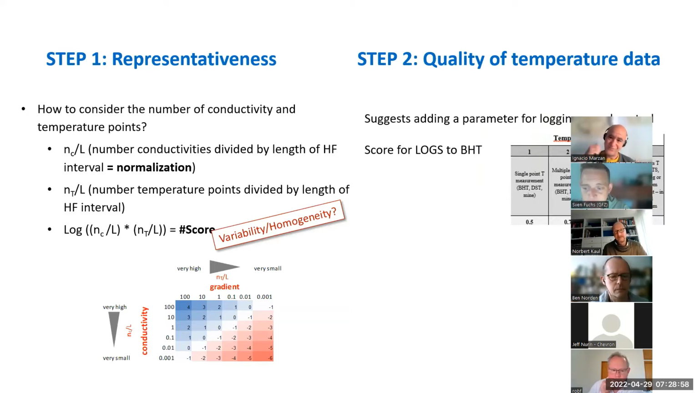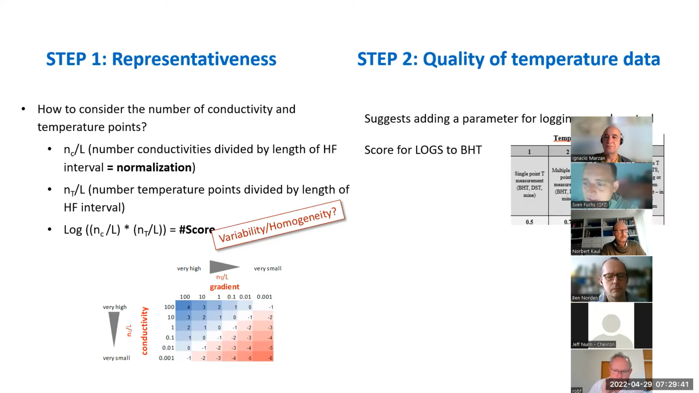Okay, so may I ask something about this? Sure. Those scores from 0.5 to 1.0 on the right-hand side of this screen, why is the single point temperature measurement only 0.5? It can also be a good quality if it is measured, let's say, with a platinum 100 or 1000 probe, or multiple single point temperature measurements also.